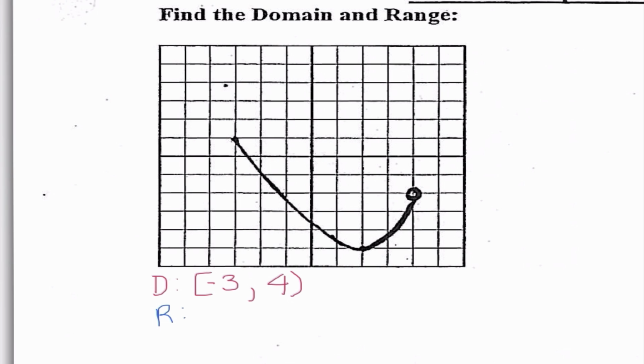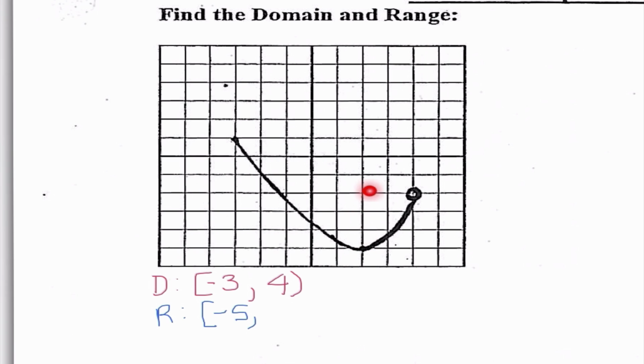Now with our range, we're going to do something similar. This time I'm going to go down, up. The lowest point on our graph looks like it's right here, and that looks like a y value of -5. I notice that this is a solid point right there. So that means I'm going to use a bracket and say that it is -5.